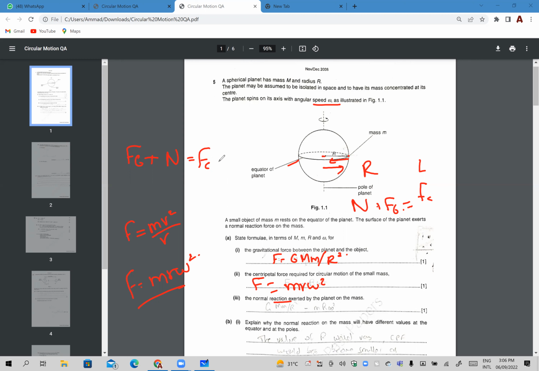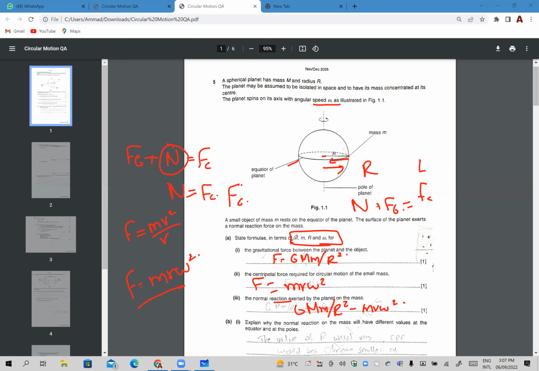So this is the equation that we're getting: force of gravity plus normal reaction equals the centripetal force. In order to find the normal reaction force, you make it the subject. So normal reaction is equal to the centripetal force minus force of gravity. It's the same thing, you just subtract the force of gravity. So what is the force of gravity? GMm over r square, right? Minus m r omega square. So in terms of m, r, omega, we're giving you all the answers. So this is the equation.